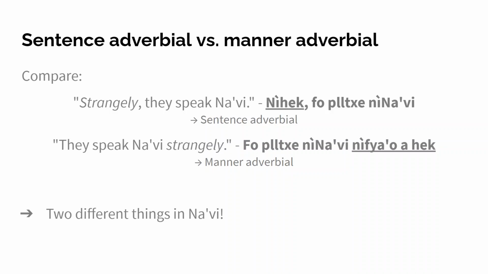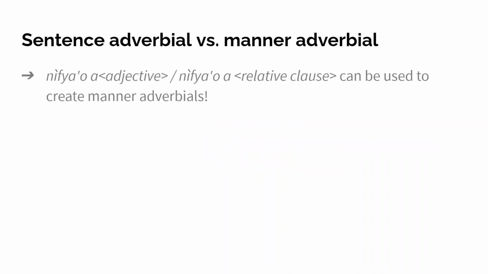Very often, adverbs in Latvi can be used as both a sentence adverbial and a manner adverbial. So niteng is kind of an exception where you need to use two different ways of saying it. So here again, what I just said, with niwotx, and then you can insert an adjective, or niwotx with a relative clause, you can make new manner adverbials, so things that describe how something is done.